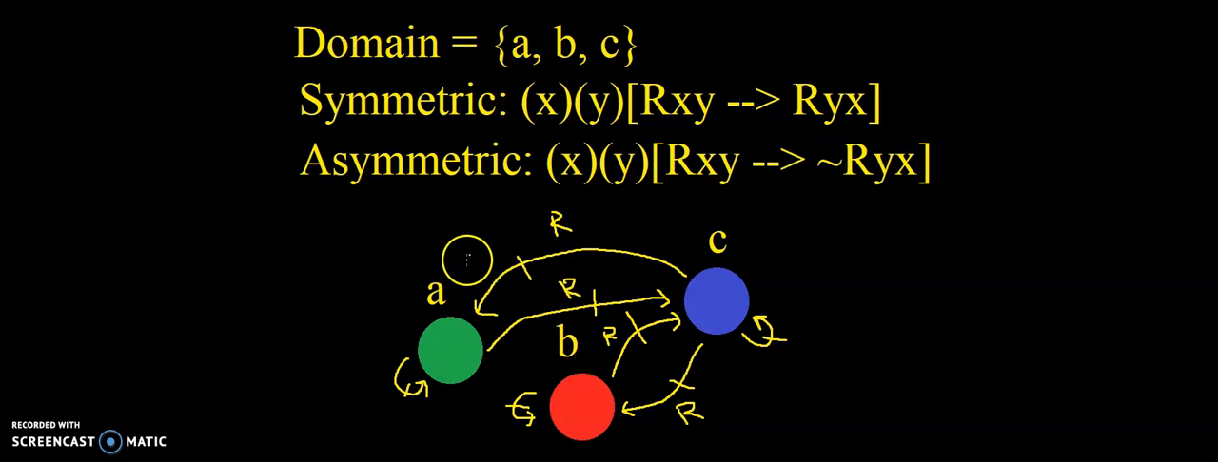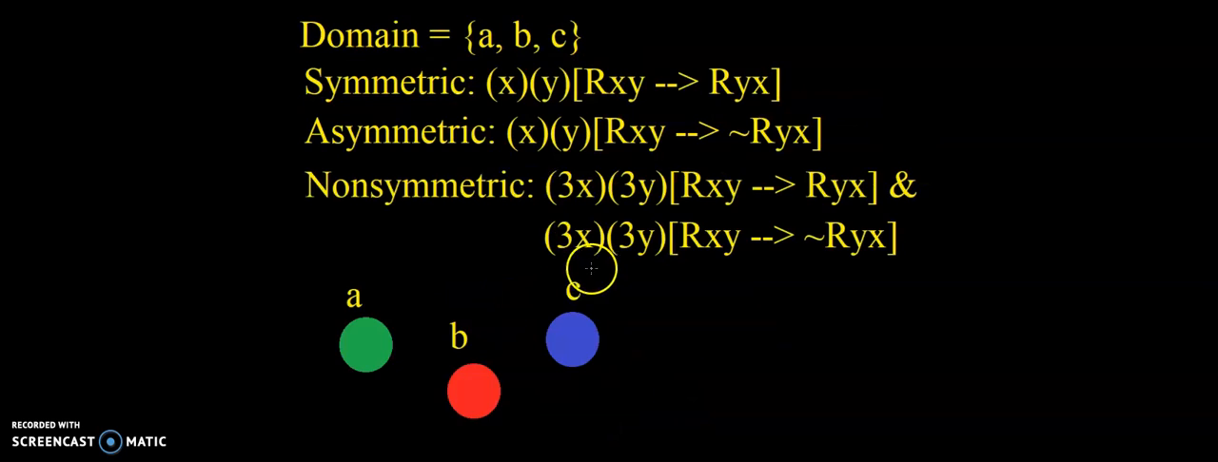All right, let's think about the case of non-symmetry and what that looks like. Okay, so the non-symmetric case is defined this way. We need at least one case where the relation behaves symmetrically, and we need at least one case where the relation behaves asymmetrically. So perhaps the easiest illustration of this, diagrammatically, would be like this.